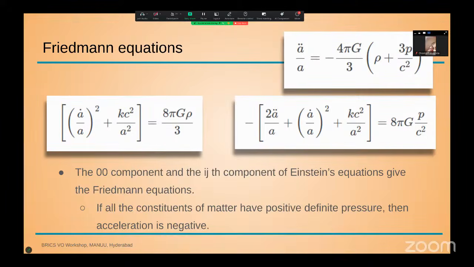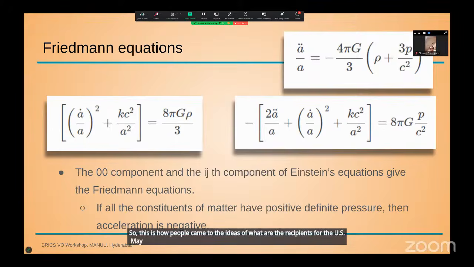So this is how people came to the idea of what the constituents of the universe may be by looking at these observations. It's not something that someone just thought about and decided to put there. It's all based on observation.